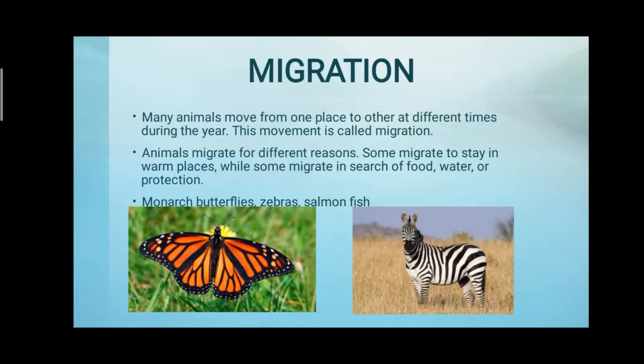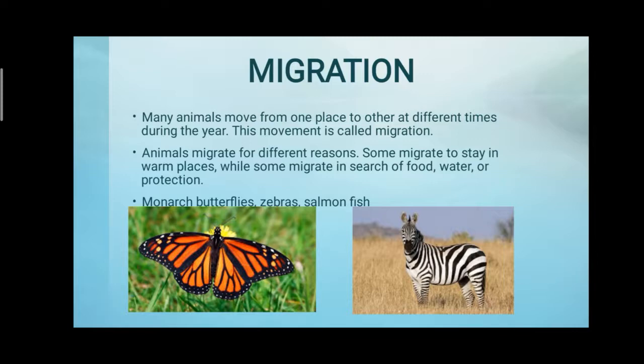Some animals will move for different reasons. Some will stay in the warm place, some in the cool place. Some will move for their food, some for shelter, some for water, some for protection. If there is any scarcity of water in a place, they move for water. If there is scarcity of food, they move for food. If there is any danger in the place, they move for shelter and protection. So animals change their places during different times in a year.